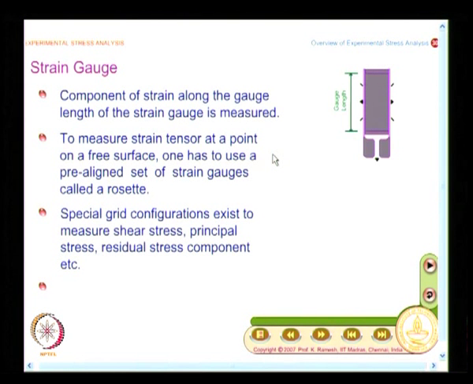and in this I am focusing my attention only on electrical resistance strain gauges, and there are many other methods to measure strain. You have mechanical strain gauges, you have capacitance based strain gauges, and we confine our attention to electrical resistance strain gauges, and you have a variety of them available.